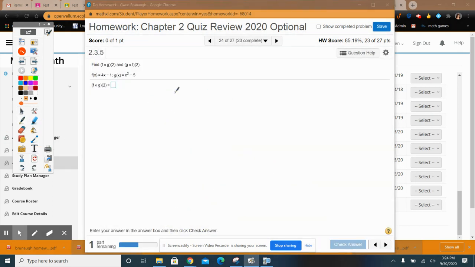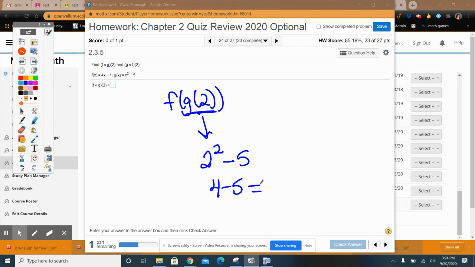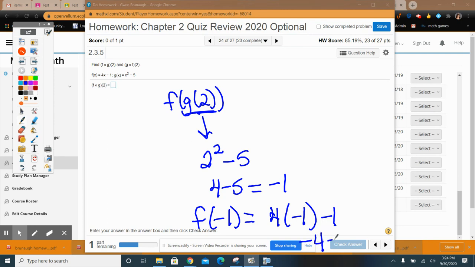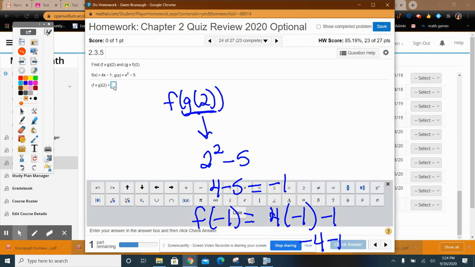F of g of 2. Start with the g of 2. G of 2 would be 2 squared minus 5. It's 4 minus 5, which is negative 1. My new problem is f of negative 1. That gives me 4 times negative 1 minus 1. Negative 4 minus 1 is negative 5.